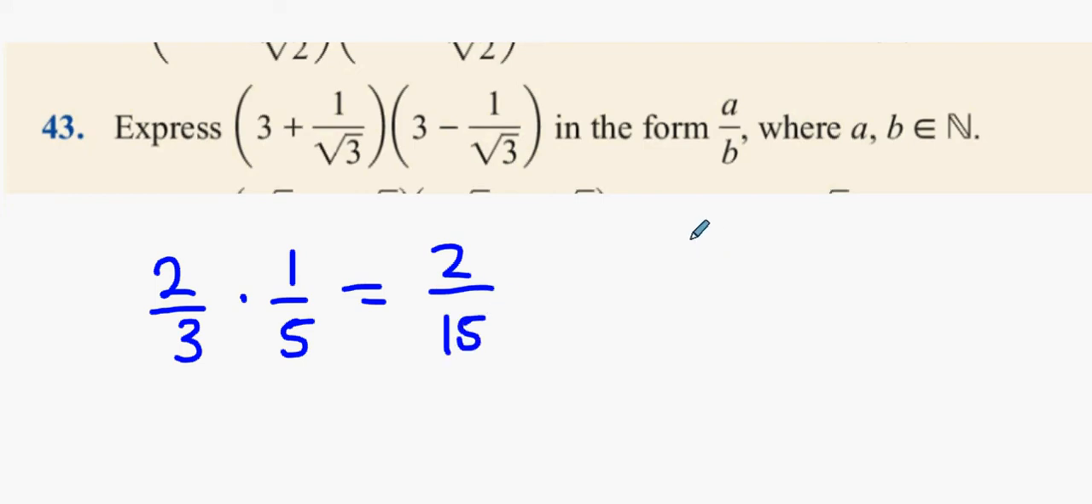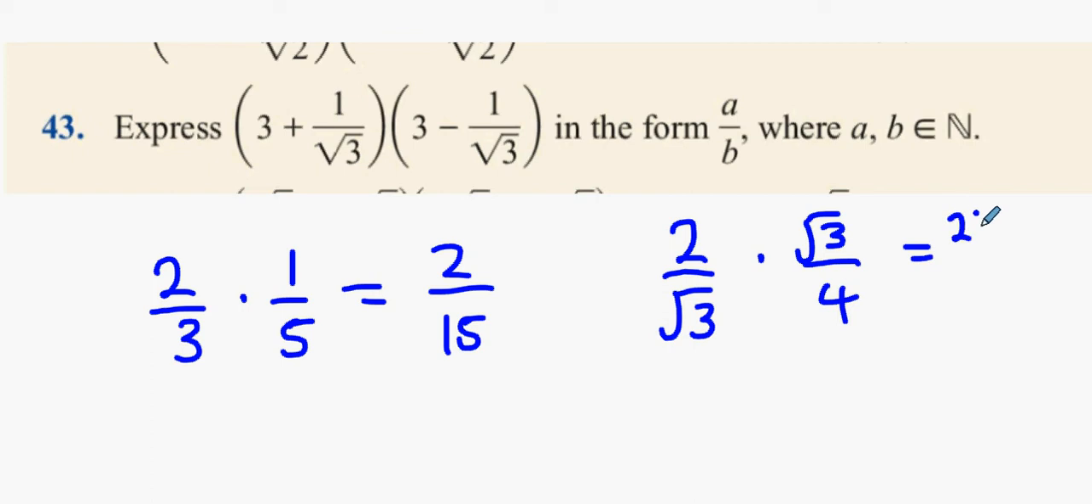If I asked you to multiply 2 over root 3 by root 3 over 4, what would you tell me the answer is? 2 root 3 over... There was a shortcut there though, wasn't there? The root 3 on the top should cancel the root 3 on the bottom. And the answer should be just 2 over 4, which is a half.